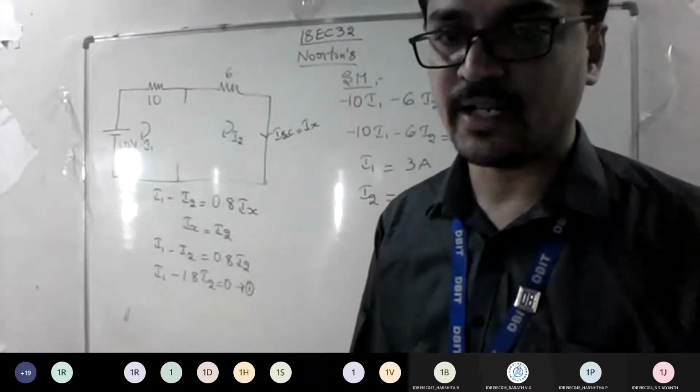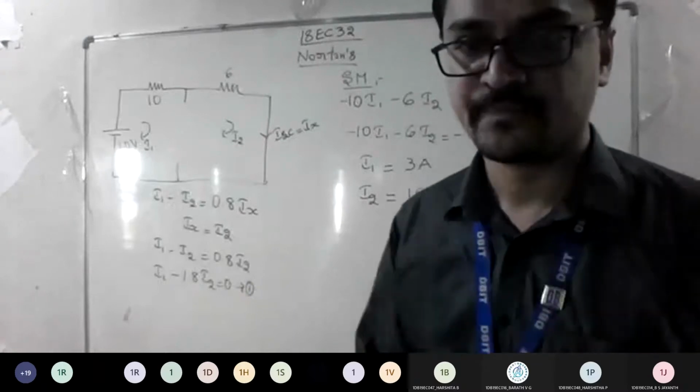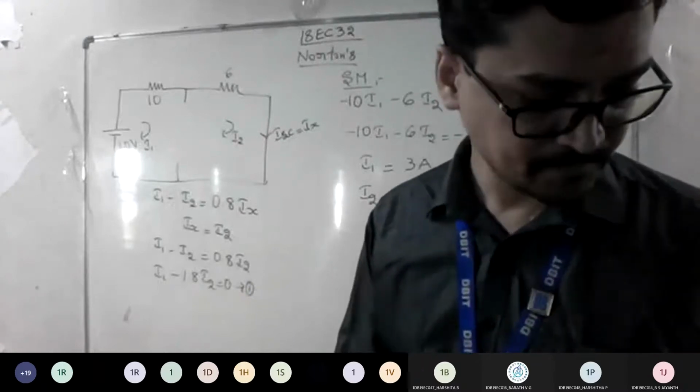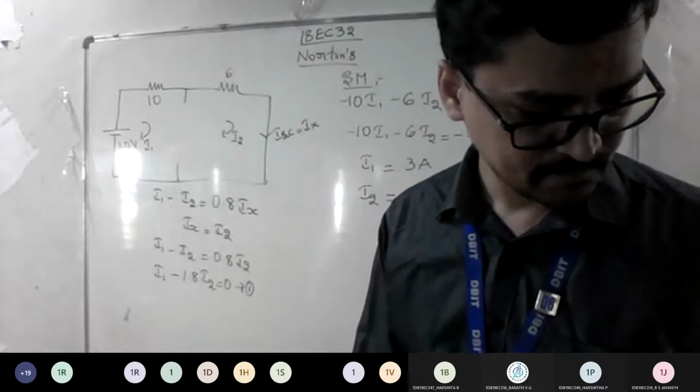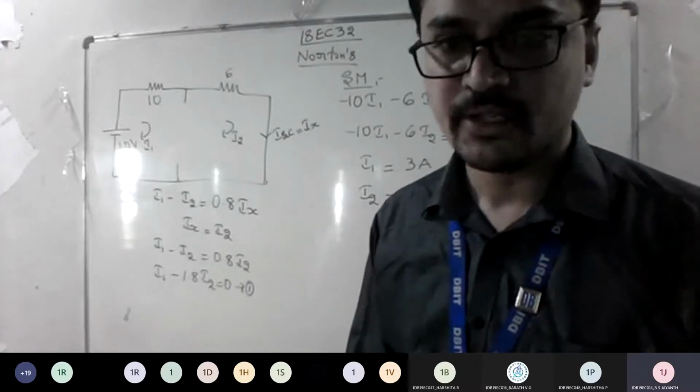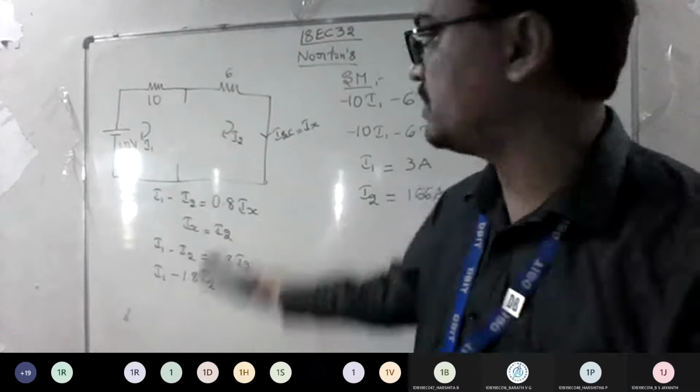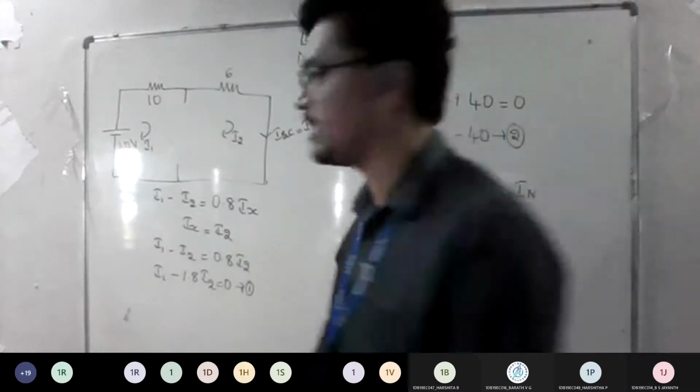Okay, fine. So what is the next procedure? I need to find R equivalent. So what should I do now? How will you find R equivalent now? Because you can't eliminate the dependent source, the current source which was dependent, right?